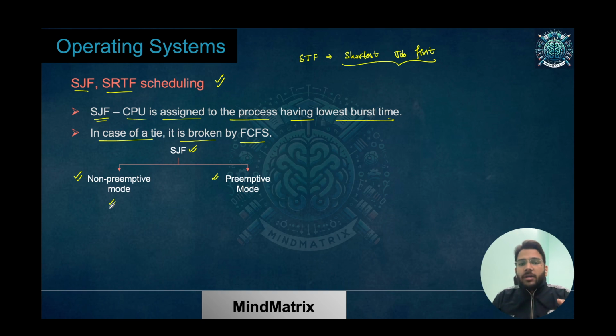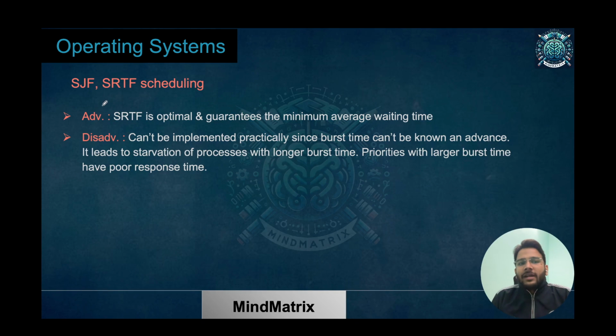But in case of preemptive mode, shortest job first becomes SRTF, shortest remaining time first. Clear? In case of preemptive, it becomes shortest remaining time first. We are going to solve questions based on both algorithms to get more clarity. But before that, let's see the advantages of shortest job first and SRTF.